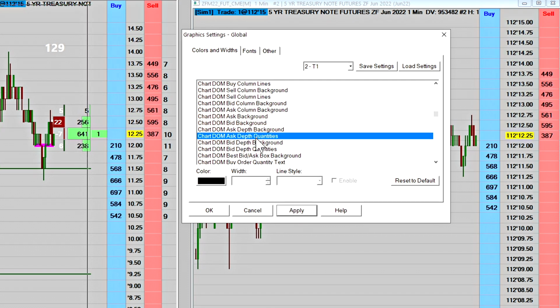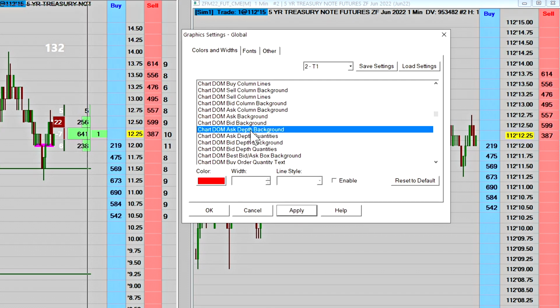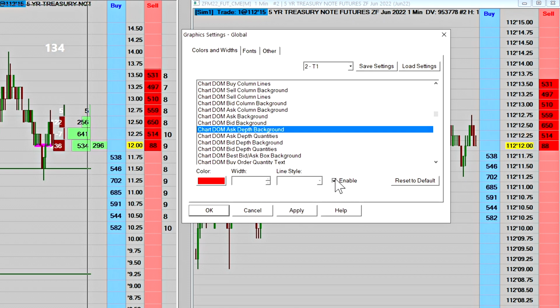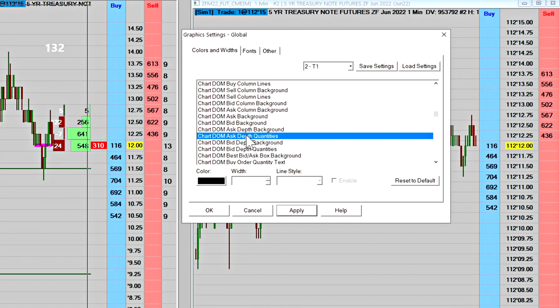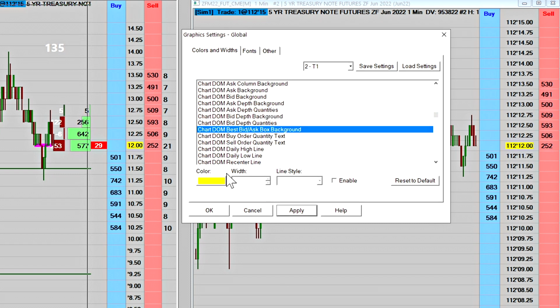Next, we have the quantities for the market depth. In this case, the background is disabled for both the ask and bid background. There are different ways to display this. Some people display it with a histogram. We remove those entirely. We don't think that the histogram really matters too much for our own trading, but some people like it. The quantities are black, which is the same color as the text color for the chart. Best bid and ask box background. This setting enables some sort of a box like that for the best bid and offer. Some people like that. It's also a pretty cool setting that can highlight the bid and the ask.